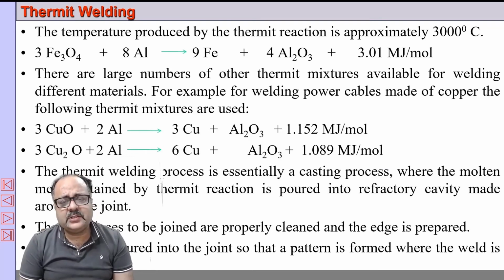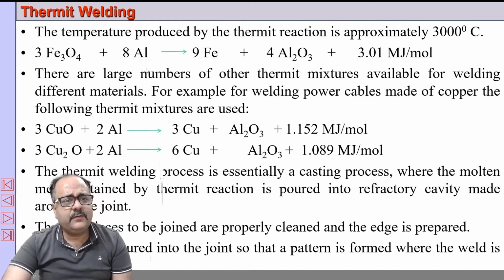For that, first you have to cut the railway tracks properly and make them flat, bring them to a butt joint position end to end, then build a mold around it, and then start the reactions. This is mainly for iron based ferrous material, and for copper material, this method is also used for joining of broken cables, power cables.